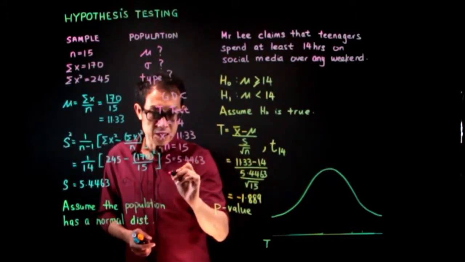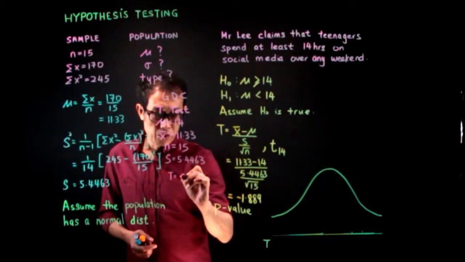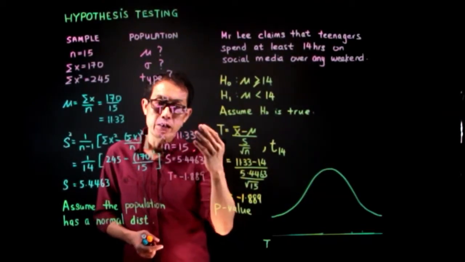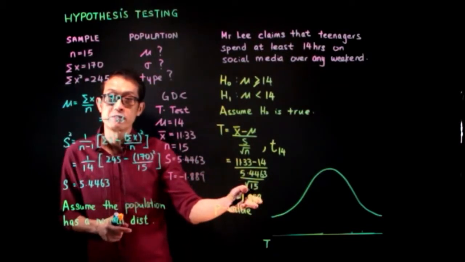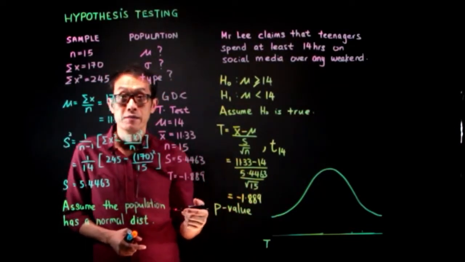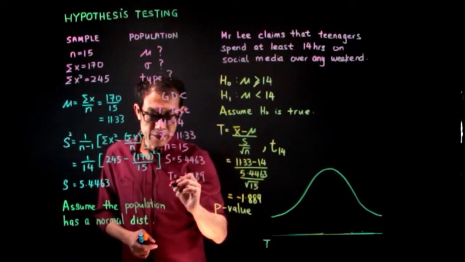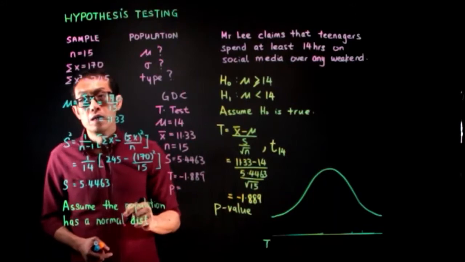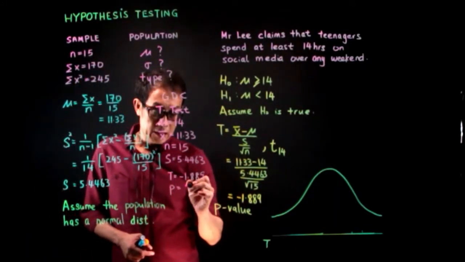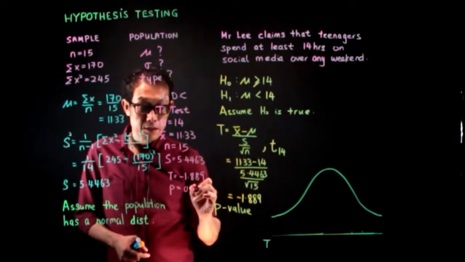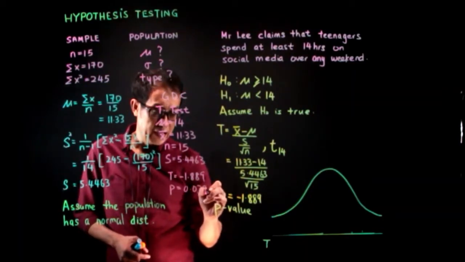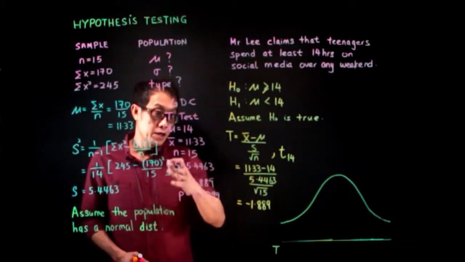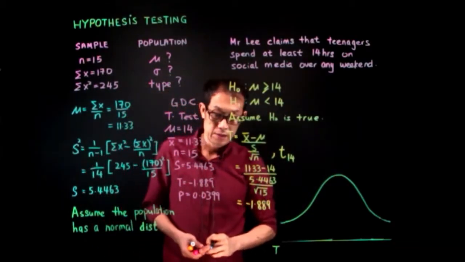All right, your t statistic in this case, we take it as minus 1.889. Your calculator may be a bit different from this because of rounding off error. And then you have your p-value. Your p-value, you will get 0.0399. Right. Now let's look at it graphically. What does all this represent?